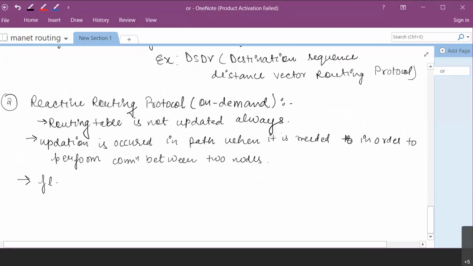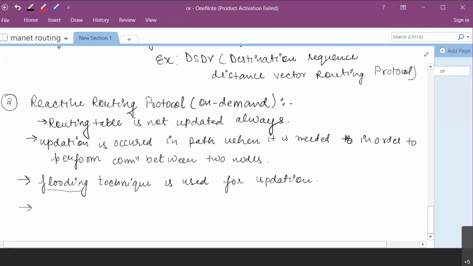So here the flooding mechanism is used when an updation is needed. The flooding mechanism is used in order to broadcast its updation. So obviously here also there is congestion and overhead in the network, but this congestion and overhead occurs only a few times, not always, just like in the proactive routing protocol. So it is variable for this type of routing.